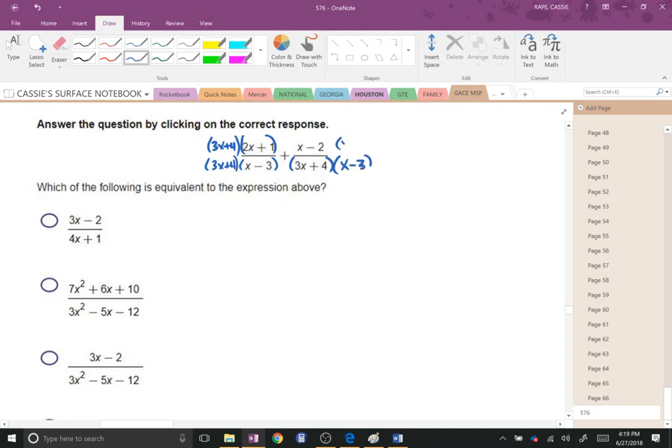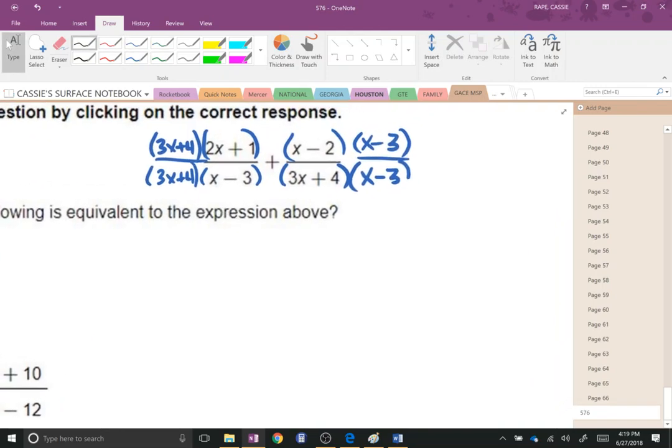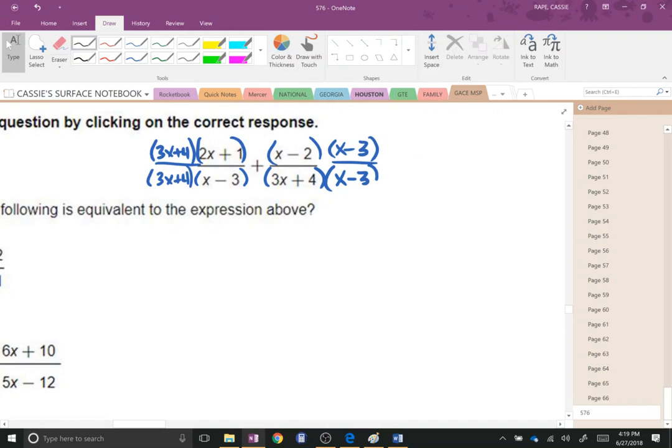So if you multiply by x minus 3 right here, which remember, x minus 3 over x minus 3 is 1, you're just multiplying by a really ugly version of 1. Now you're just going to do what we in the olden days called FOIL. We call it distribution now, but it's essentially the same thing.